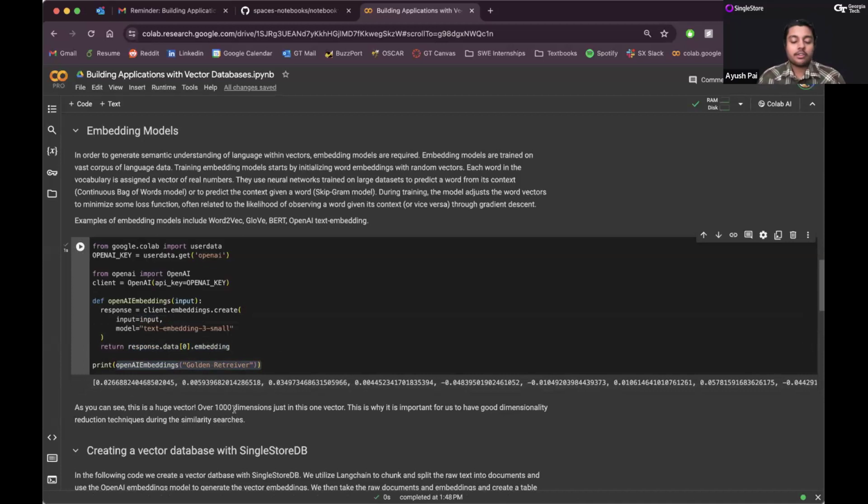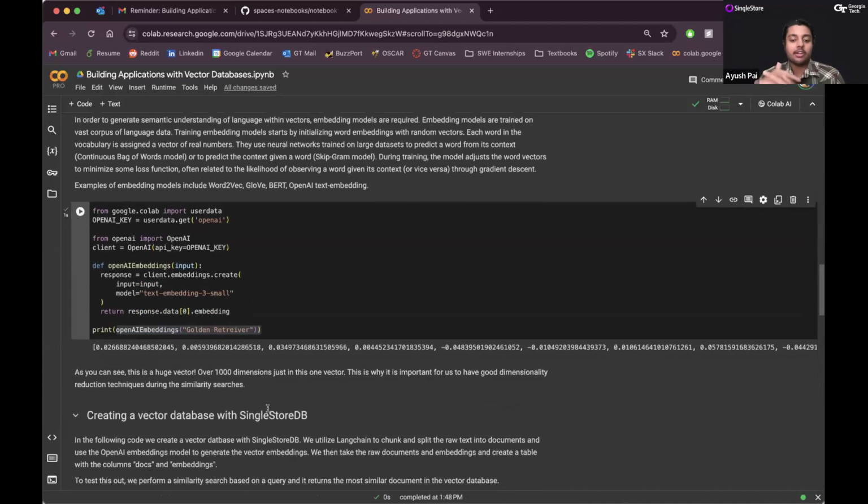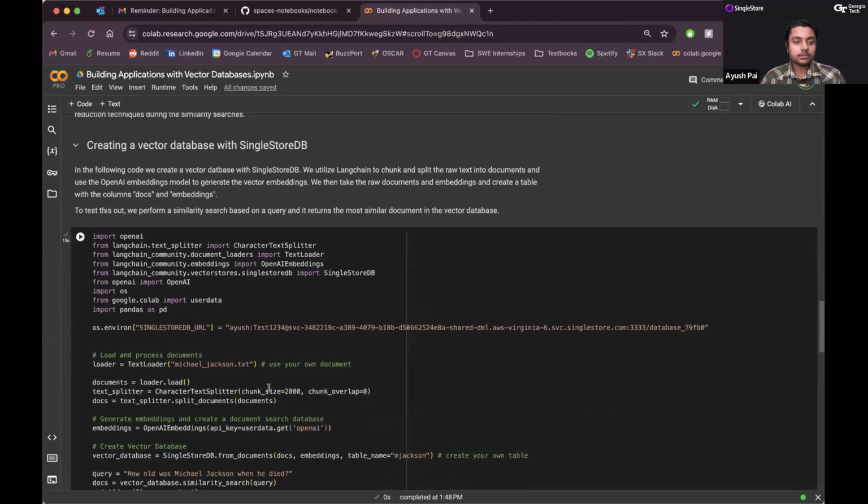And that's kind of a reason why you should have good dimensionality reduction techniques during the similarity search, because it's very difficult to search through these 1,000 dimensional vectors. It's not going to be very efficient. But if you're able to use product quantization and these other methods that I was talking about a little bit earlier to reduce these vectors into something that's a lot more reasonable, then you can have very efficient similarity searches.